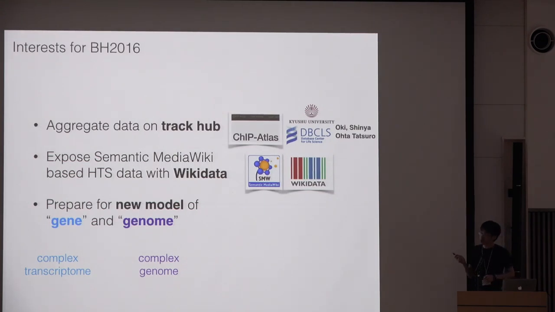So this is my interest for this BioHackathon. Unfortunately, I can be here today and tomorrow only, but these three are my main interests. The first one is to aggregate more and more data on TrackHub. I'm aware ChIP-Atlas has been worked on by Ota-san here and Ochi-san at Keio University, so I hope to align our data with their data. We're also interested in how we can expose data to Wikidata, or whether we should use Wikidata in the future or not. This sort of interaction is what I'm quite interested in.